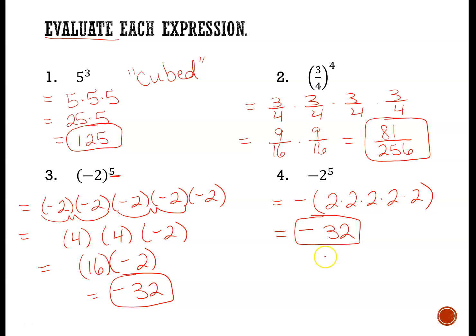Now, another way, if you prefer this, to think about this is think of that negative as a -1, and it's multiplying by 2 to the 5th. So it's a -1, and we know that 2 to the 5th is 32, ends up as a -32. So if you like that way better, either of these is fine with me.